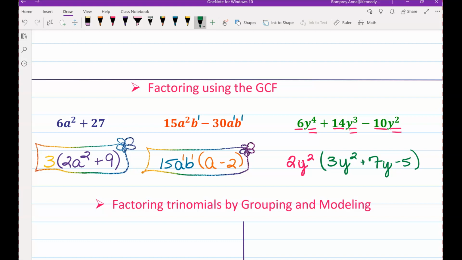Again, you can always check these. 2 times 3 is 6. Y squared times y squared is y to the fourth. 2 times 7 is 14. Y squared times y to the first is 14y cubed. And 2 times negative 5 is negative 10y squared. Beautiful.